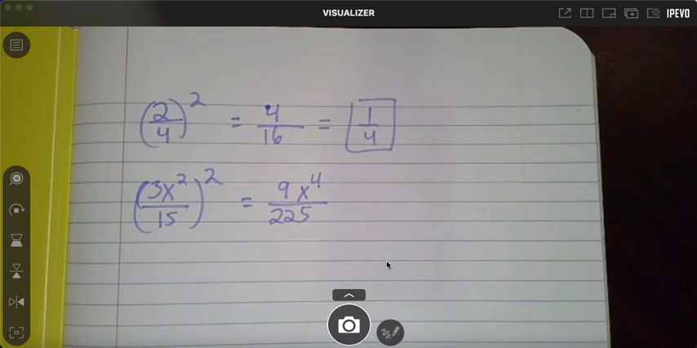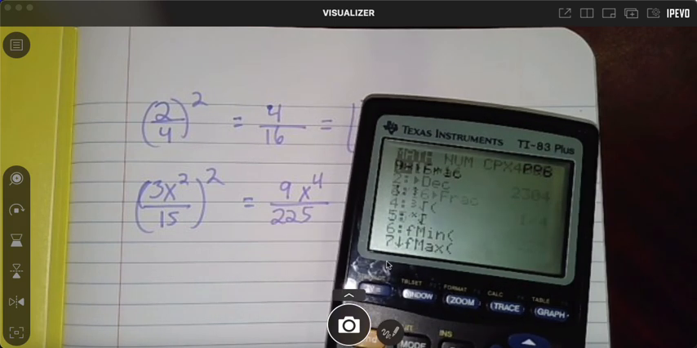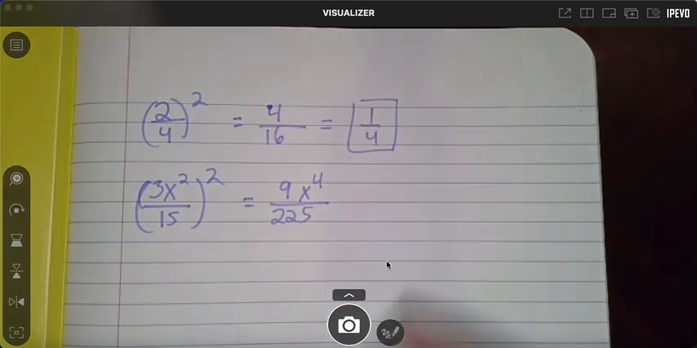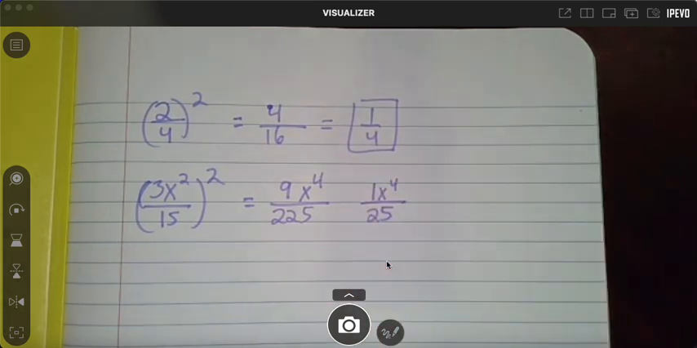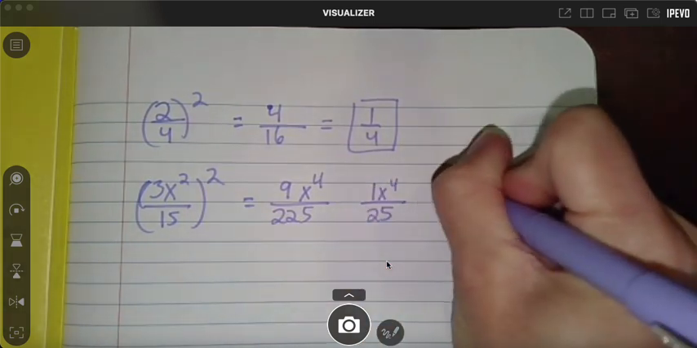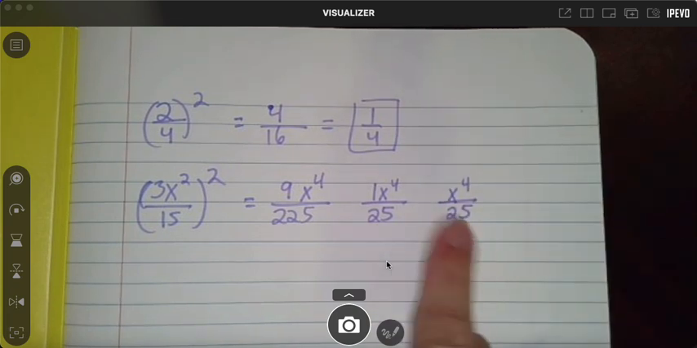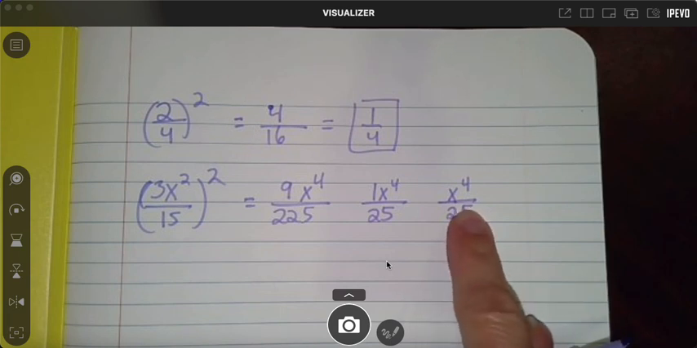That could be the final answer, but I need to double check that 9 over 225 doesn't reduce. If I type that in and press math, enter, it does reduce to 1 over 25. So you can put the 1 if you want to, 1 over 25. I would write x to the 4th over 25. This is the same thing. It's saying I have 1x to the 4th, and here I have 1x to the 4th. Either of those answers is fine.